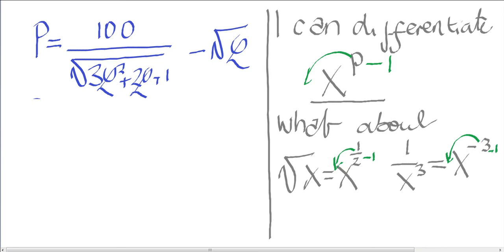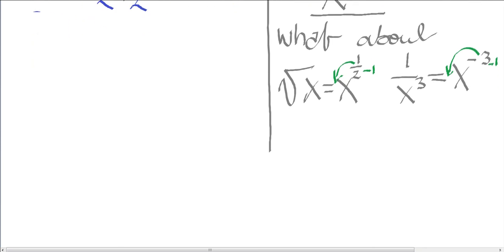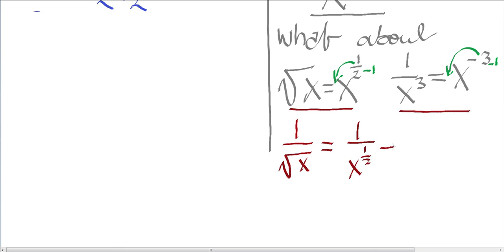Now there's one more thing. What about the mix of them cases? What if I see 1 over the square root of x? Well, first thing I'm going to do, let's use this rule first. That's 1 over x to the half. Okay, now use that rule. Take the x up, but change the sign of the power. And now I can differentiate that, no problem. Take the minus a half down and take 1 off it.